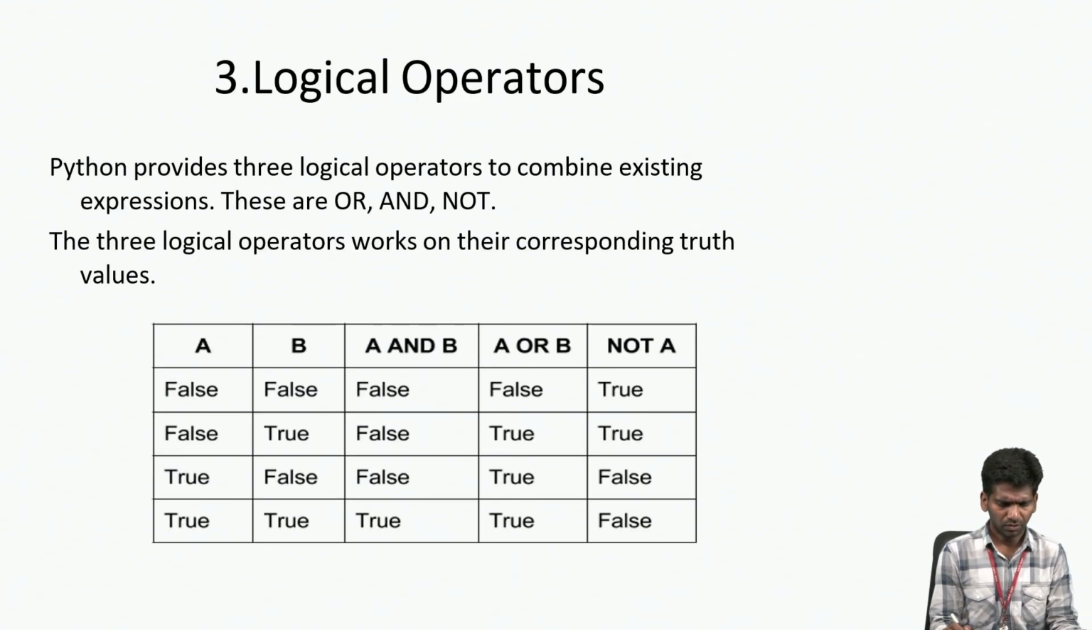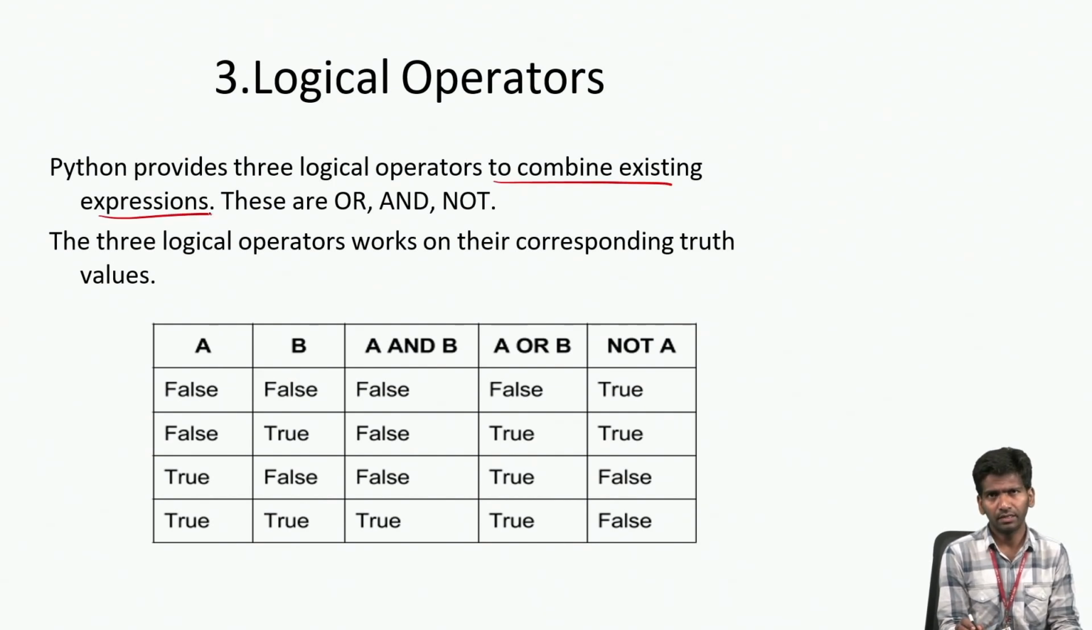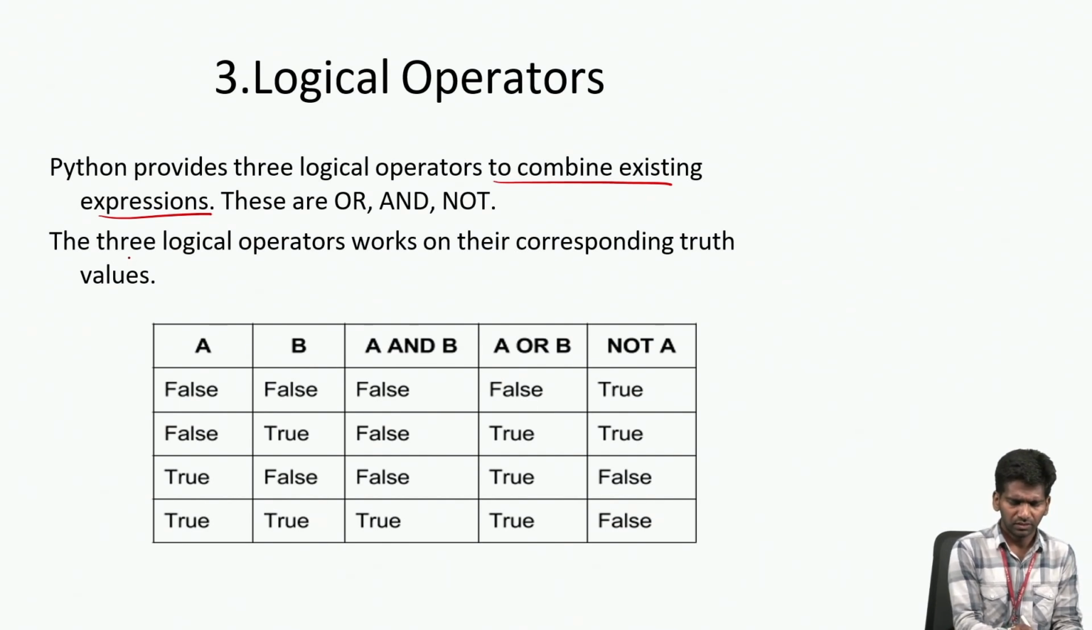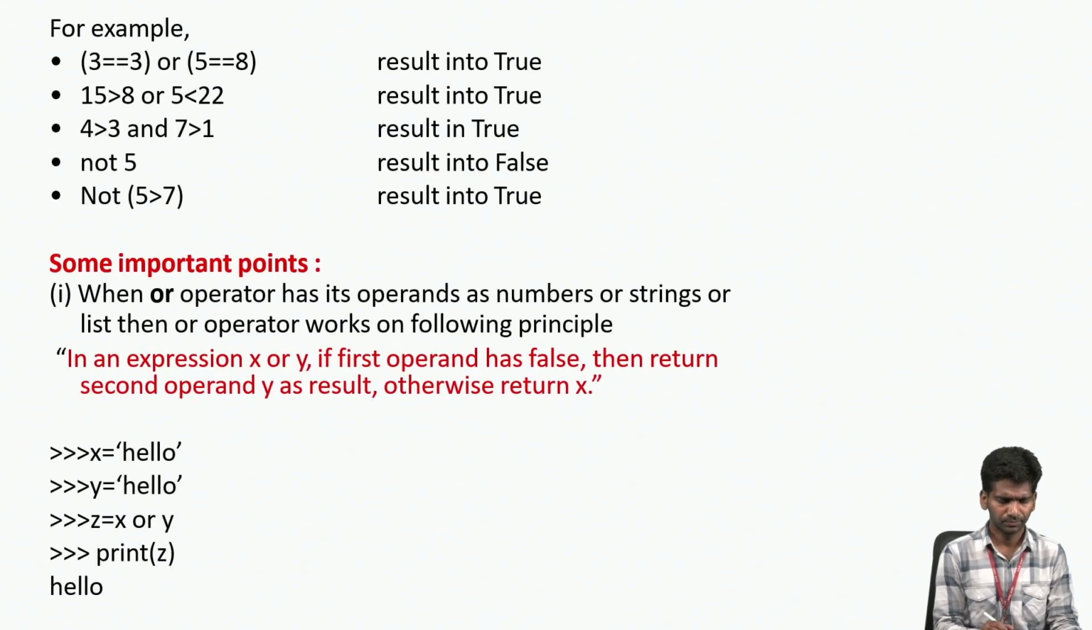Next we will talk about logical operators. Logical operators are used to combine existing expressions. They are or, and, not. These are the three logical operators that you can use. To indicate true or false also you can use these logical operators.